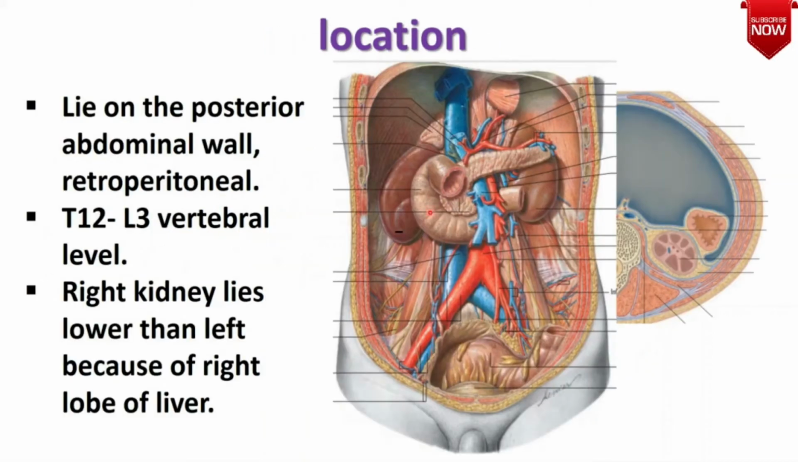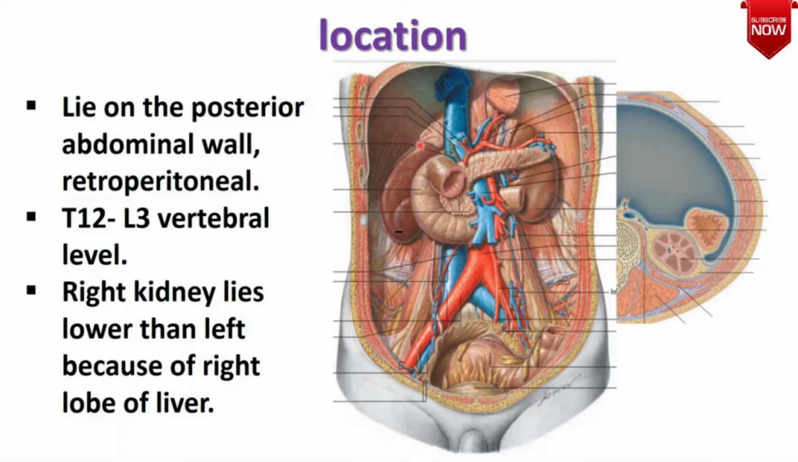Next is the location. Each kidney is situated retroperitoneally in the posterior abdominal wall. Here you can appreciate the posterior abdominal wall by the side of the vertebral column. So here you can appreciate the vertebrae, and the kidney extends from the 12th thoracic vertebra to the 3rd lumbar vertebra.